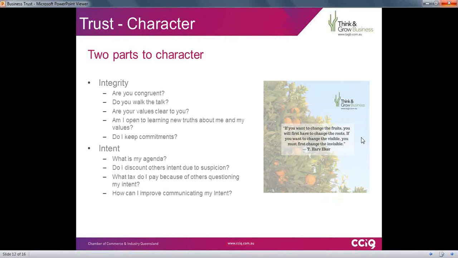The second part is about character, and we've got two parts in this particular component. We talk about integrity and we talk about intent. Integrity is driven by behaviours and action. Integrity is what people see. You can tell them as much as you want that you've got integrity, but they won't believe you until you show it. So your actions are the key, and they must align with your words.